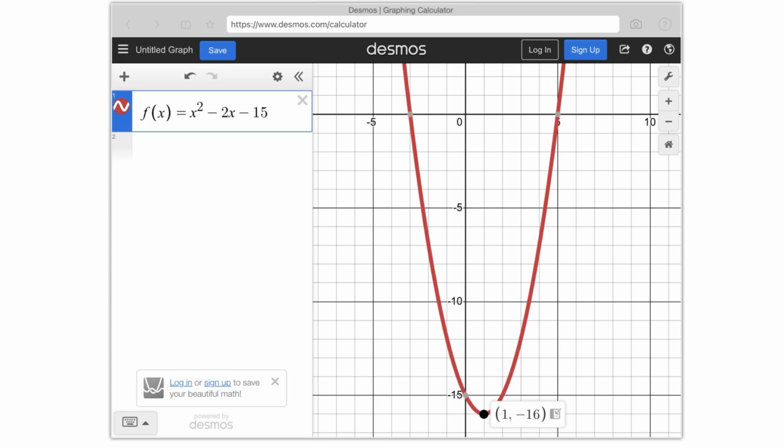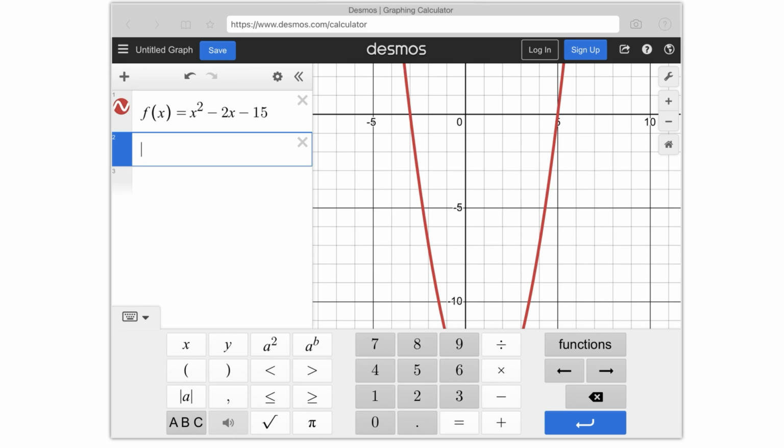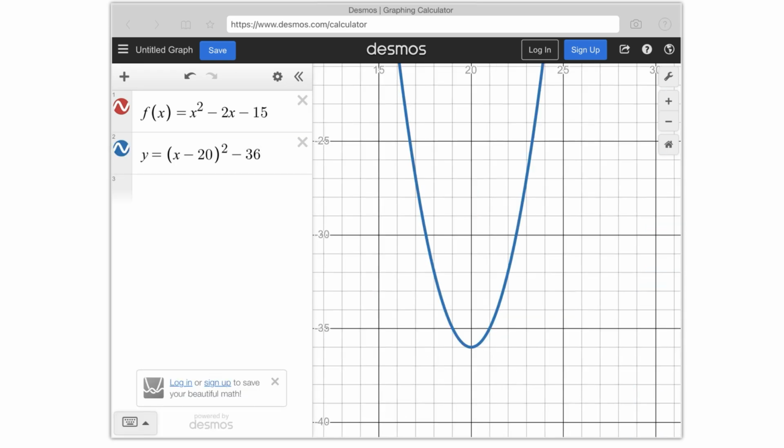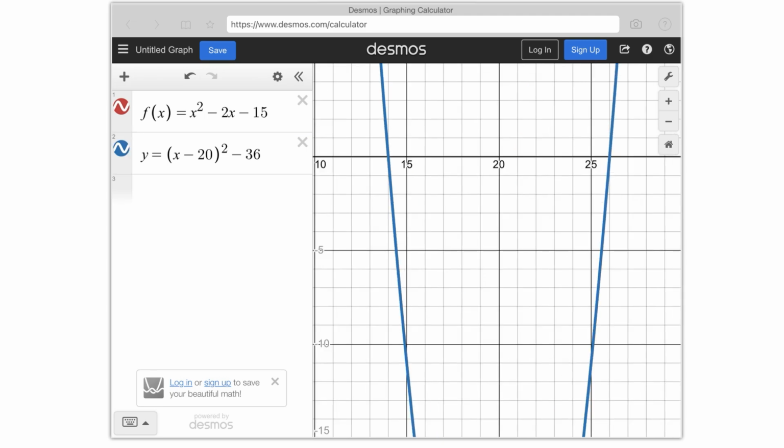But clicking on it doesn't really let me move it. And I mean, I guess I could plug in the new equation. I could plug in, you know, we had y equals x minus 20 squared minus 36. So here we can see our new parabola with the vertex down at 20 and negative 36. And we have our intercepts at positive 14 and 26.